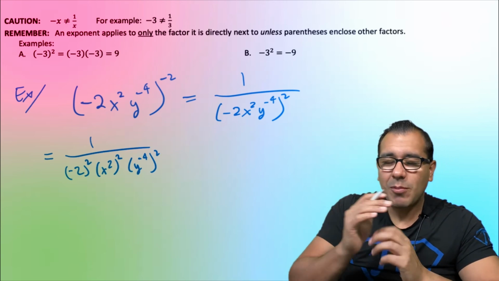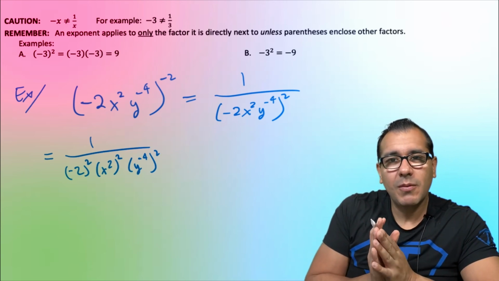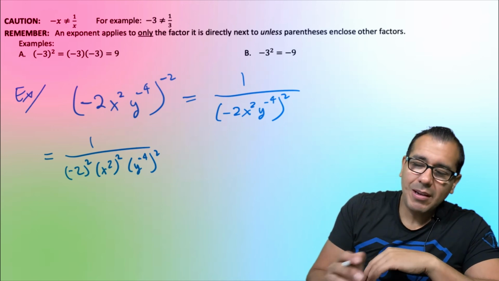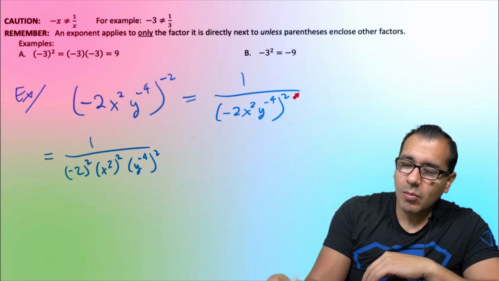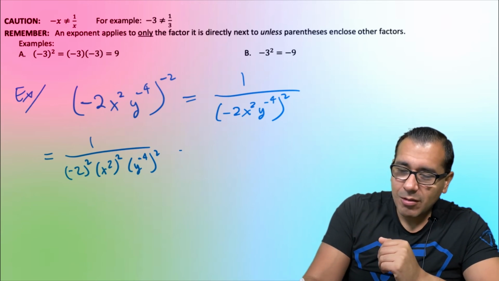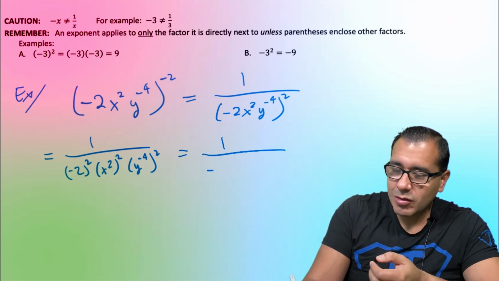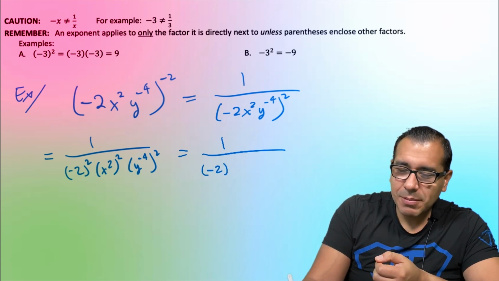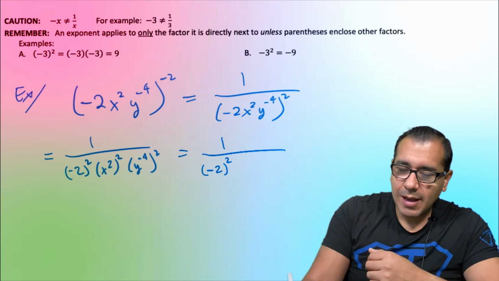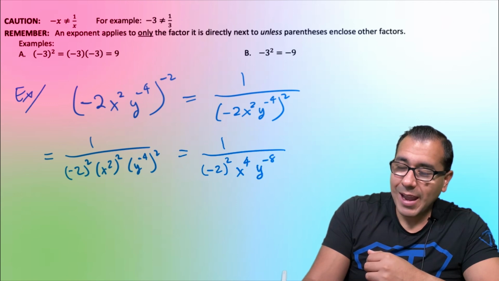So here, I'm just really taking it step by step. Some of you will just multiply it and be done with it. But here, I just want to take it step by step so we could see what we actually did. All right, and now you're left with 1 over negative 2 squared. Notice typically I would just put a 4 right there, but again, I'm just teaching you the exponent rules. X to the 4th and then y to the negative 8th power.